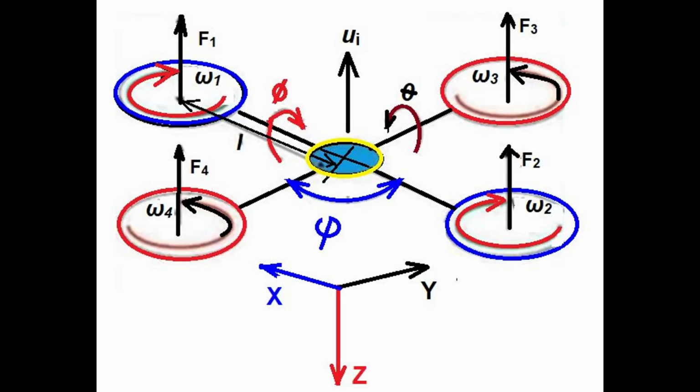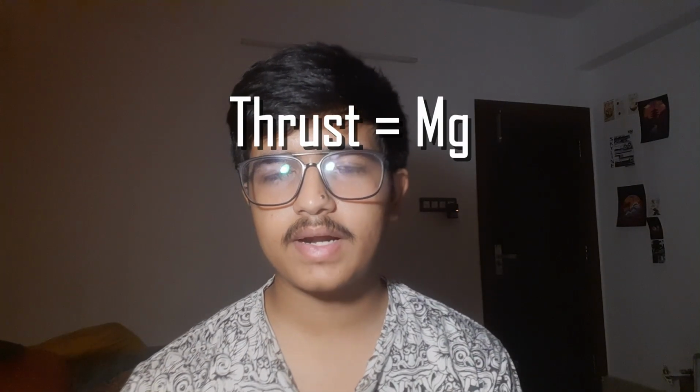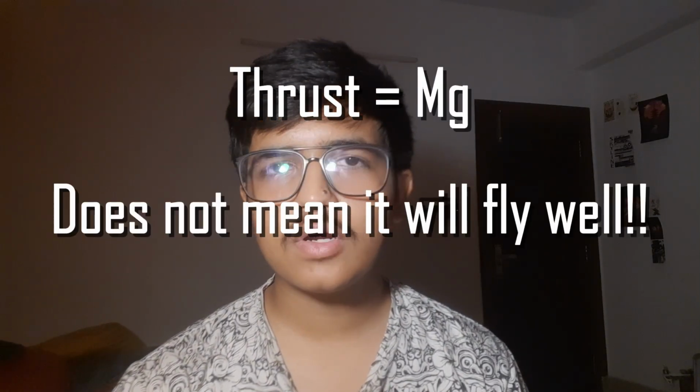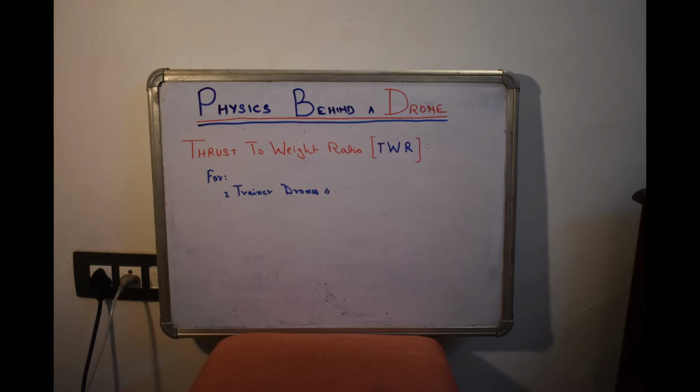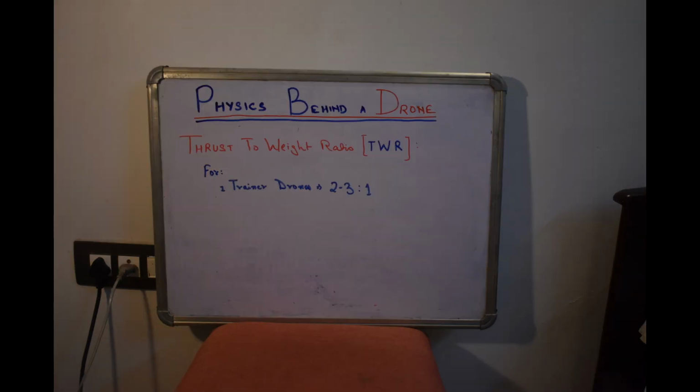Now, why is this TWR, or thrust to weight ratio, important? Theoretically, if my thrust is equal to mg, that is the gravitational force, then my drone is in equilibrium and it is practically weightless. But it does not mean that it will start flying. That is just the point where the drone starts to hover. If we want to make a drone fly and fly well, we need at least a TWR of 2:1. 2:1 ratio drones are quite large.